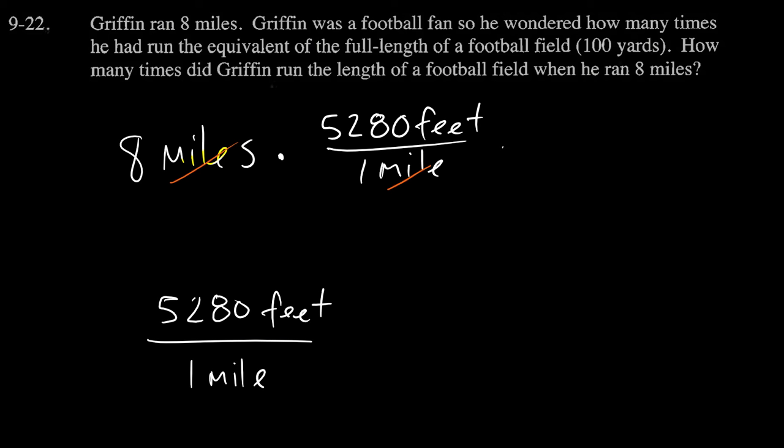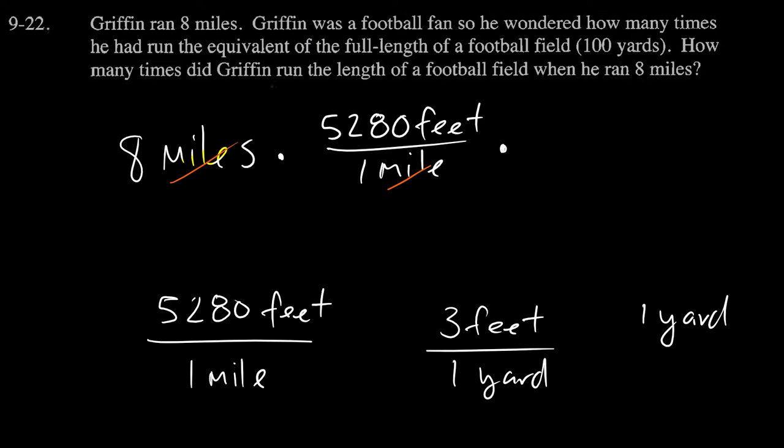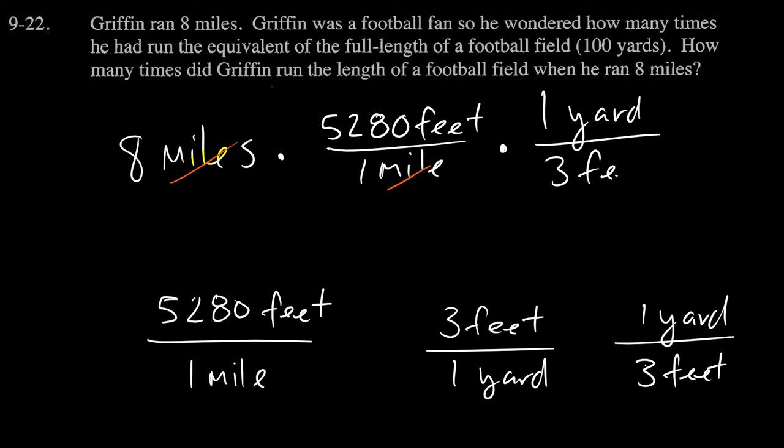So the other giant one I'm going to use is I know that 3 feet is the same as 1 yard. Now I can't use that as is because I want my feet to go away. And I don't mean the little things that I walk with. I mean the units feet to go away. So what I'm going to do is take the reciprocal of this. I'm going to write 1 yard is the same thing as 3 feet. So I multiply by that giant 1 yard is equivalent to 3 feet.